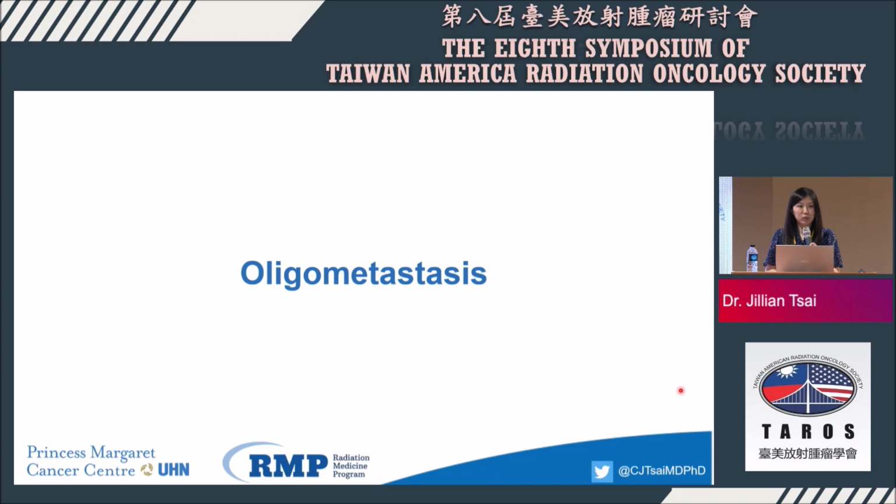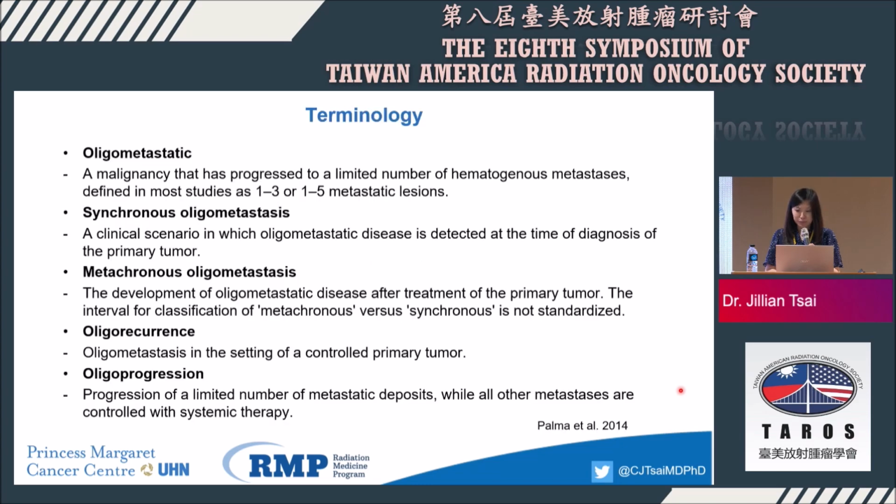So let's briefly talk about oligometastases. These are the different terminologies and definitions for different quote-unquote oligo phenomena. So you can see they are outlined here. Typically, oligometastatic disease refers to a state that has a very limited number of metastases, typically 1 to 3 or 1 to 5, but the definition is arbitrary.